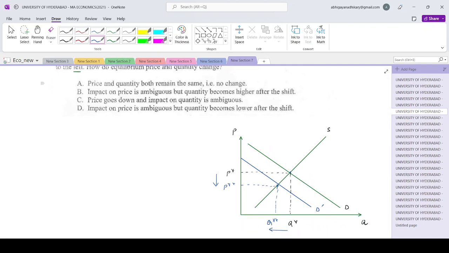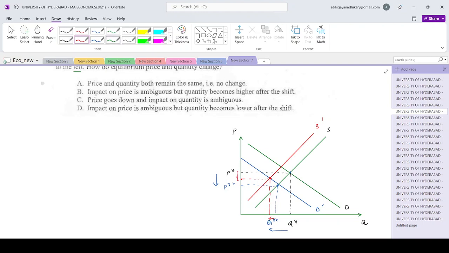Let's understand that when the supply curve shifts to the left, there can be two cases. Let me illustrate this. The first case is something like this. This is your supply curve S dash. This is your new equilibrium. One thing that has happened is the quantity has surely fallen, but the price has actually fallen a little bit. So effectively, this is your fall in price.